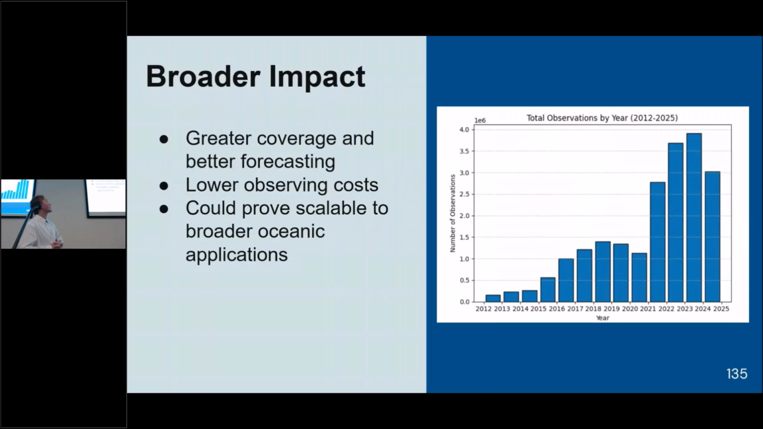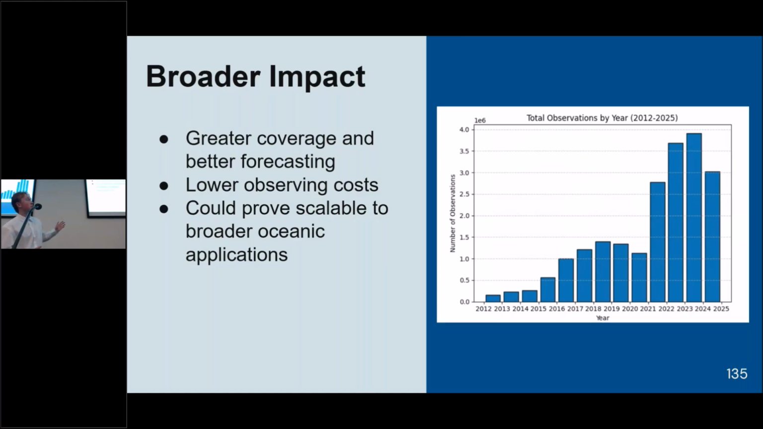So for some broader impact, obviously greater coverage and better forecasting. One thing that we could do, the sea surface temperature prediction from full sampling was fantastic. And so maybe we could use that for some sort of forecasting. But in general, if we can place a new buoy and it's very efficient, then we're going to have better coverage, and we all know the benefits of that.